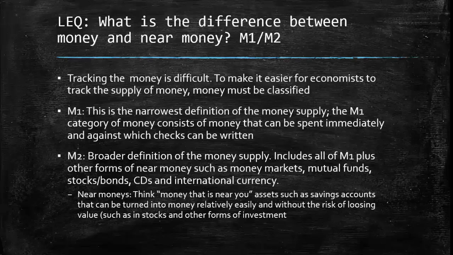Now, there's another mini definition there I need you to know, and that is near monies. Yes, near monies, as strange as that sounds. Think about money that is near to you. So near money is assets such as savings accounts that can be turned into money relatively easily and without the risk of losing value.